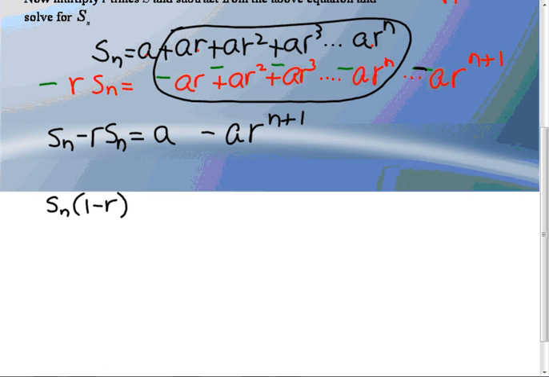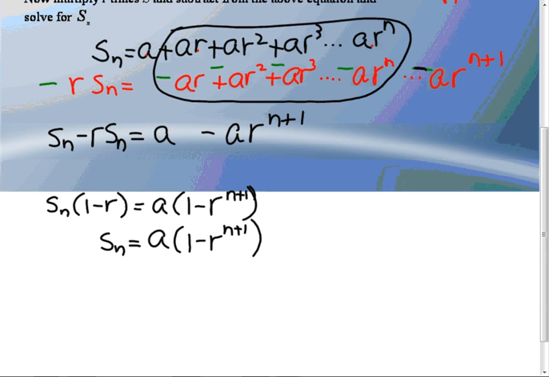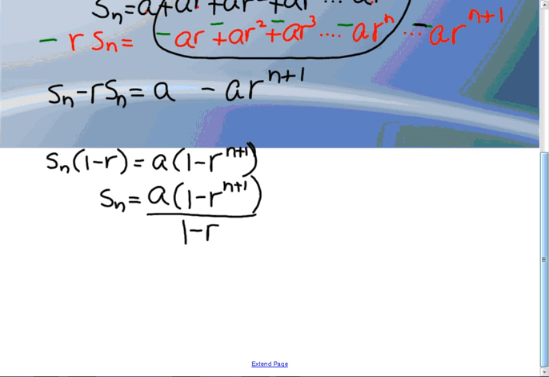Can I factor an A out of this? Equals A, and it's 1 minus R to the n plus 1. Solving for S sub n, I'm going to get A, 1 minus R to the n plus 1, divided by 1 minus R. So if I asked you to add up the first 100 terms of that, 2 times 2 times 2, I could do it. Let's do that.